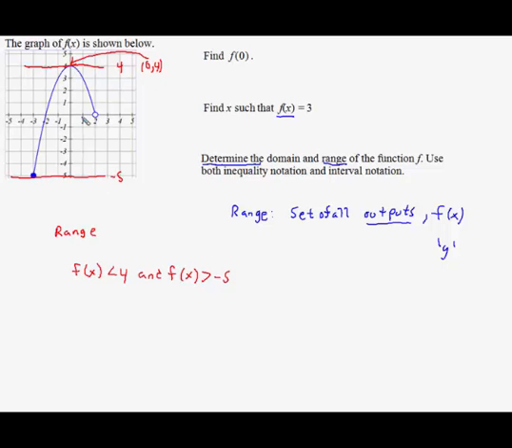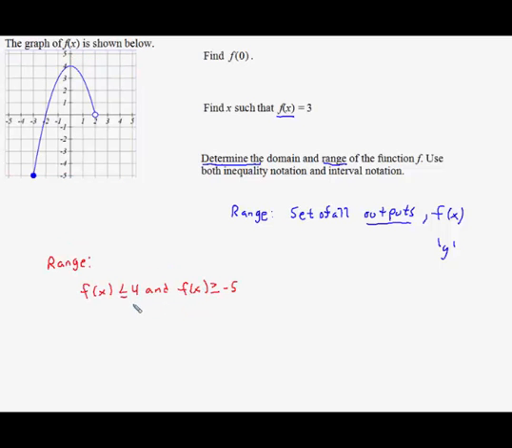So since I want 4 as part of my range, I need to include it by putting a line here saying that f of x is less than or equal to 4. And then likewise, you see the closed dot here, meaning that f of x could actually take on the output of -5, so we should indicate that by putting a line there.